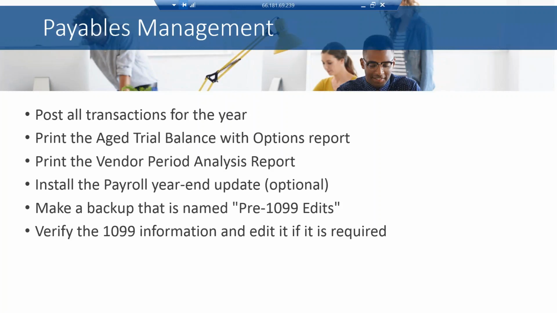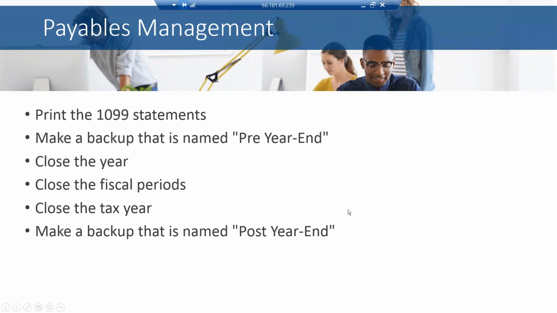You can make a backup that is named pre-1099 edits, and then verify the 1099 information and edit if it was required. So you can print the 1099s, but you're not required to print the 1099s right at year end. You certainly have time beyond the year end process.